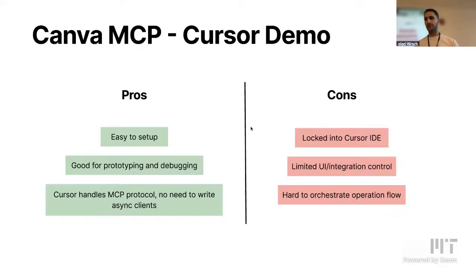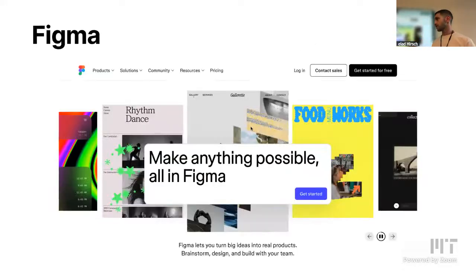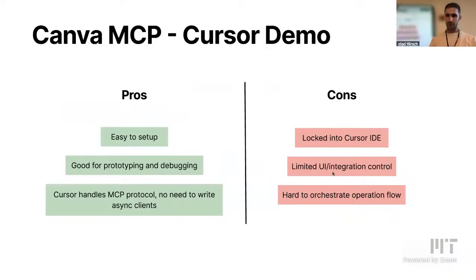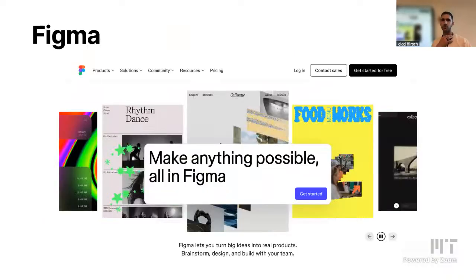So I cannot do everything offline and just give you the output. Everything needs to be one after the other, online. So this is about the Canva MCP. I'll soon show you how we can overcome all of those. But let's show you one more example of the Figma MCP.